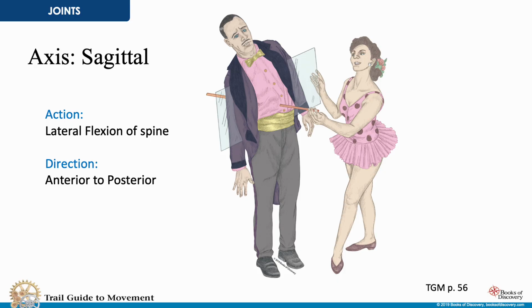And the action is lateral flexion of the spine, so that would be moving from left to right. With the pin there, you can only move left to right. It would be more difficult to move front to back.